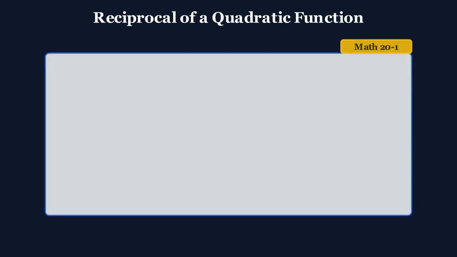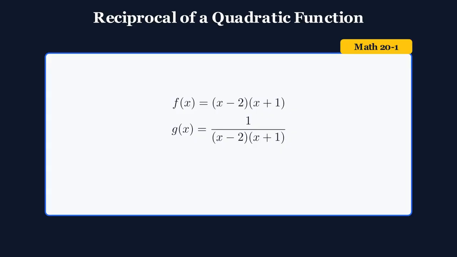For a quadratic function, zeros of the quadratic become vertical asymptotes of the reciprocal. If the quadratic has 2 real zeros, the reciprocal can have 2 vertical asymptotes. If it has no real zeros, there may be no vertical asymptote.